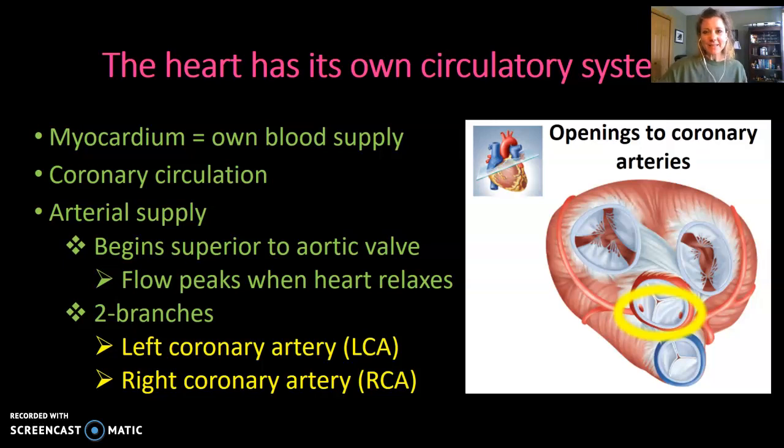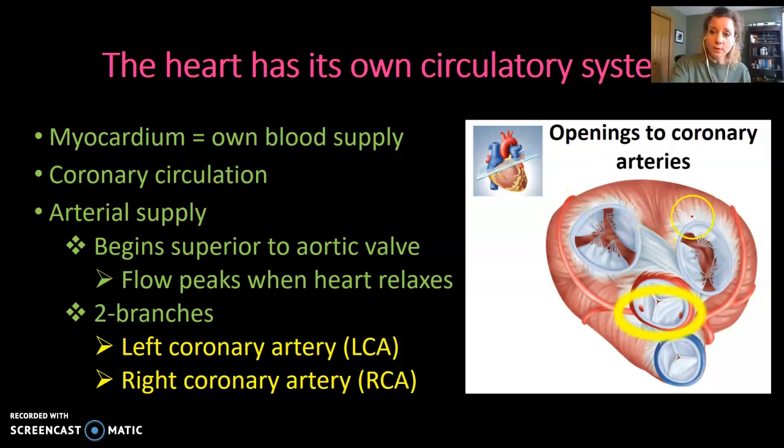Hi everyone, welcome back. This is part 3 of the heart anatomy lecture, and we left off talking a little bit about the heart's own circulatory system, which is called coronary circulation. So the myocardium has its own blood supply. The blood that enters into the atria and the ventricles needs to be pumped out to the body, and there's a small amount that needs to be reserved for the cells that make up the myocardium itself. And so the way that the cells get their blood is really from the aorta.